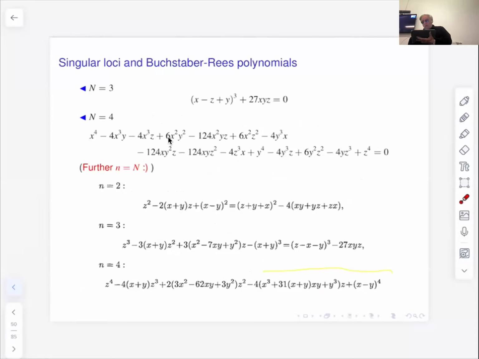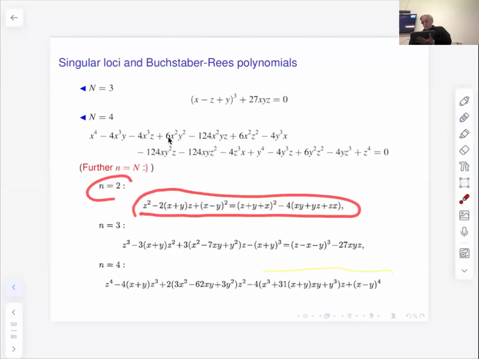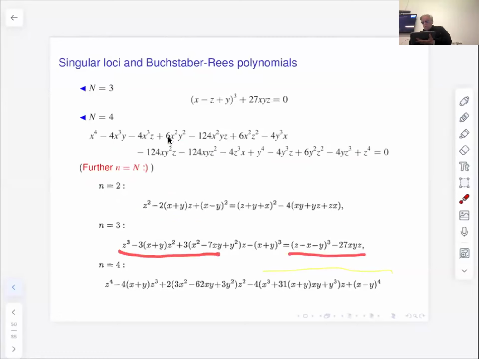So for n equal to 3, this is my polynomial delta 3. I don't write xyz like a factor. It's always xyz in all the cases. For n equal to 4, it is this polynomial. And I repeat, for n equal to 2, it is my conic, you see. For n equal to 3, you can write this in this form also.